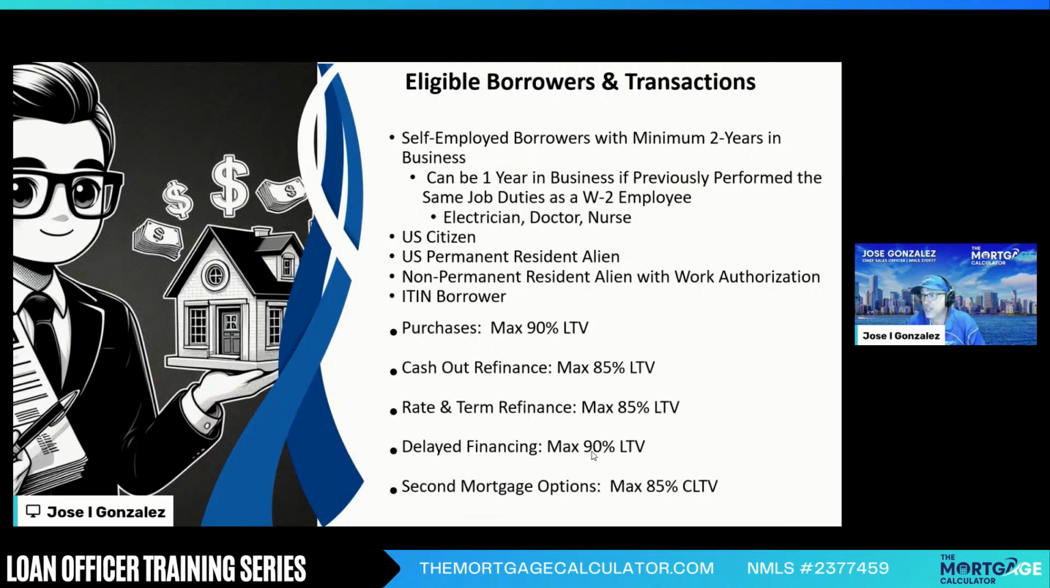And second mortgage options, actually max LTV 85% for the bank statement option for a second mortgage. It's 90% on the HE loan that we're talking about here now. 90% would be full doc, 85% would be max LTV for a primary bank statement HE loan.